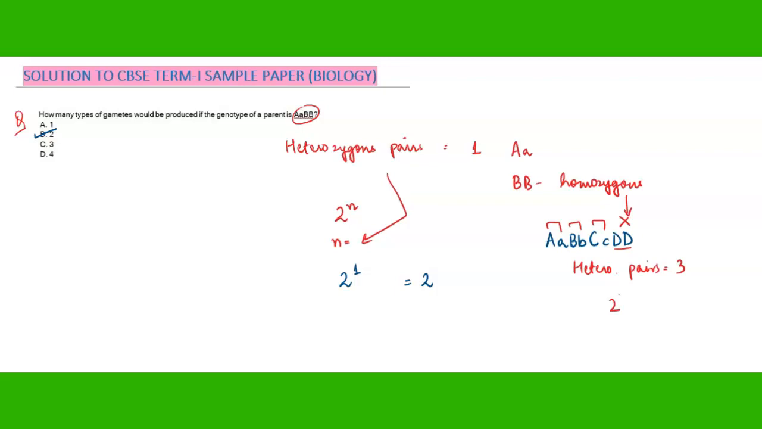So you will apply the same formula. It will become 2 raised to the power 3 and it will become ultimately 8 gametes. So any example, if it comes in the board Term 1 question paper like this, please follow the same logic.